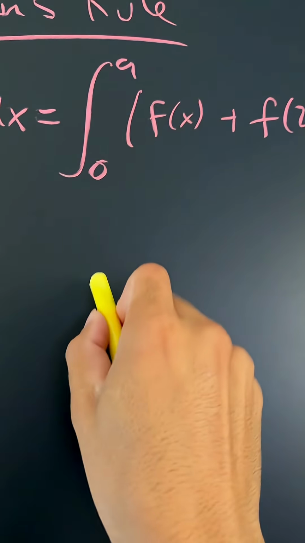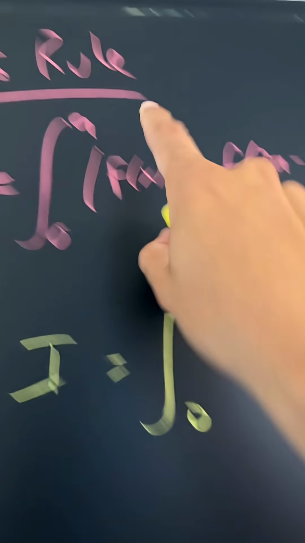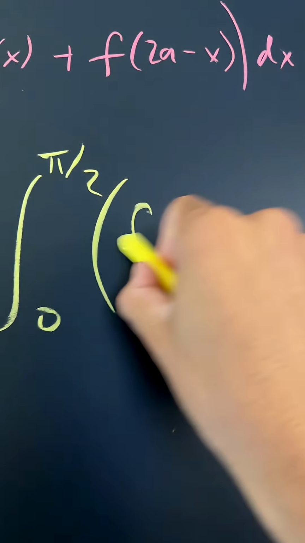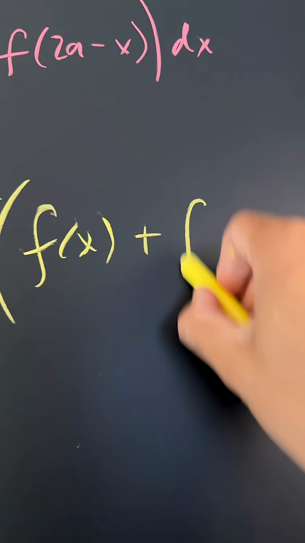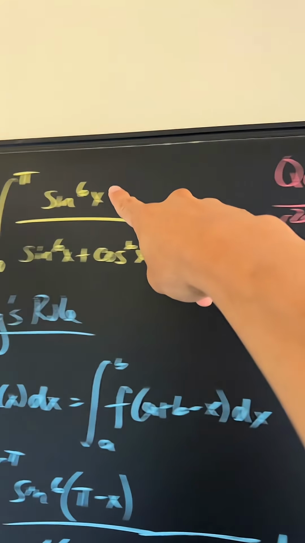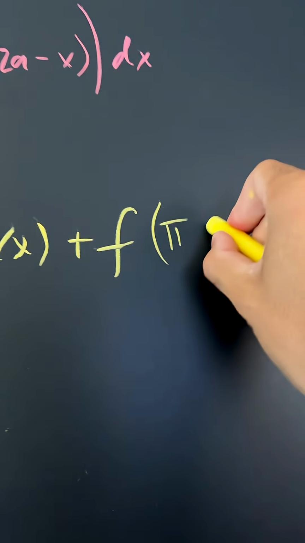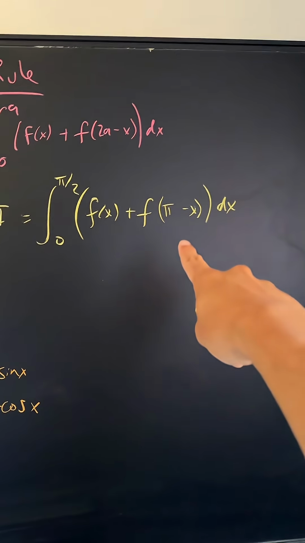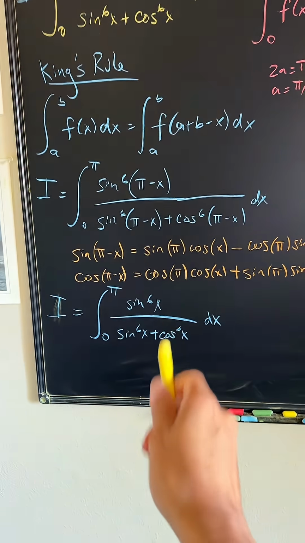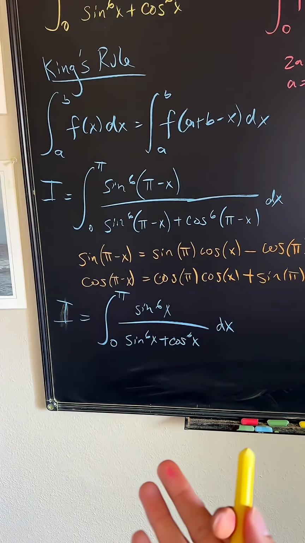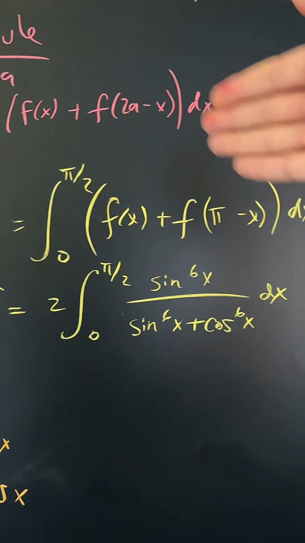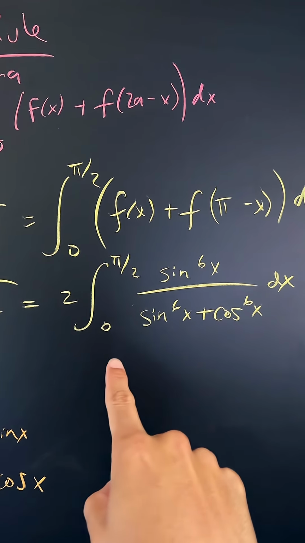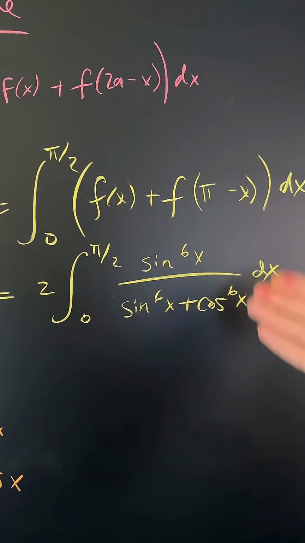So this particular integral, I, will equal the integral from 0 to a, which is now pi over 2, of f of x, the original function, plus f of 2a, and in this case, 2a is pi, minus x with respect to x. Okay, f of x is the original function. f of pi minus x we basically already solved. It's this one right here. So that's also the original function. So we have the original function plus the original function. Now we can go ahead and say that I is equal to twice the integral from 0 to pi over 2 of this particular function.